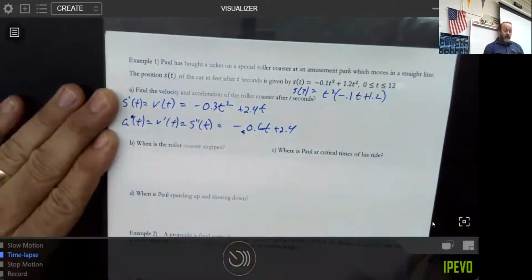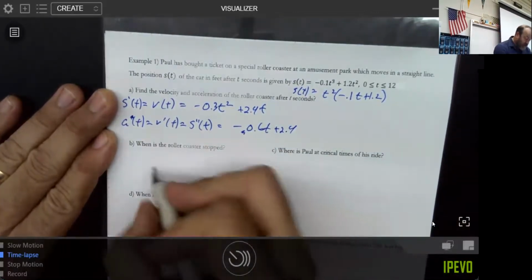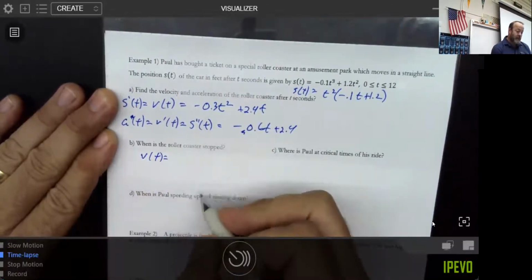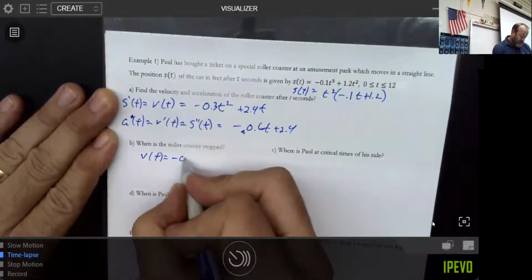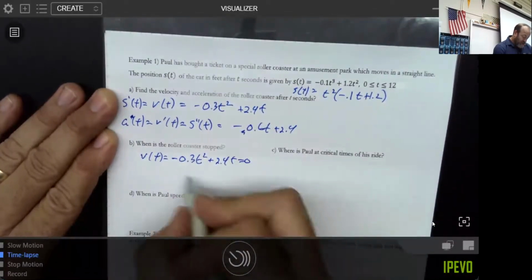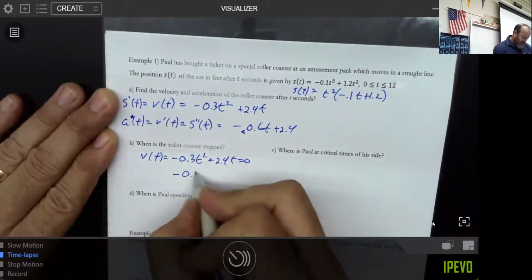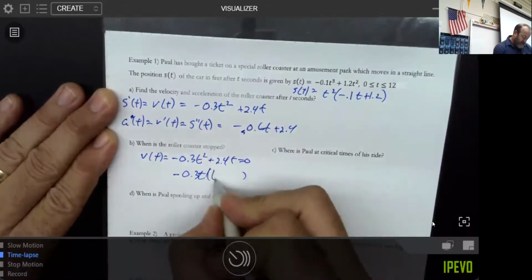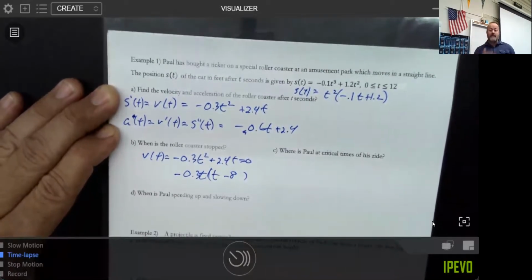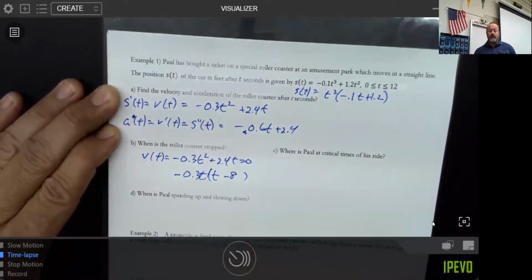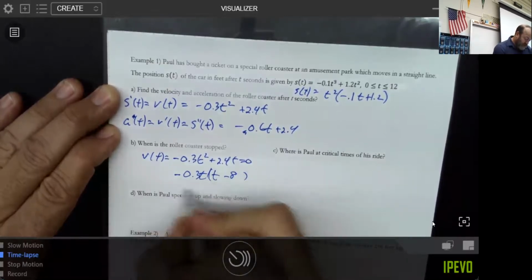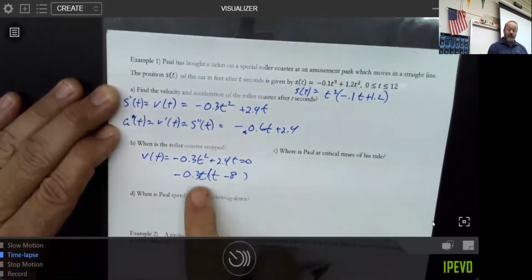Okay. So the first question that we have is, when did this particular roller coaster stop? When a roller coaster has stopped, that's the time when the velocity, which is negative 0.3 t squared plus 2.4 t, is equal to 0. Factoring is definitely our friend in many places in mathematics. If you do a quick factor and notice that they both have a t in common, and pull out that leading coefficient, you can very quickly find out that v of t equals 0 at both 0 seconds and at 8 seconds.